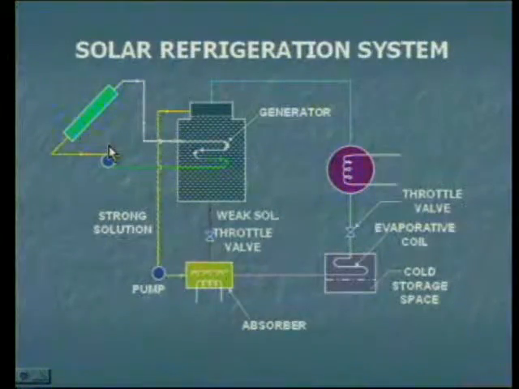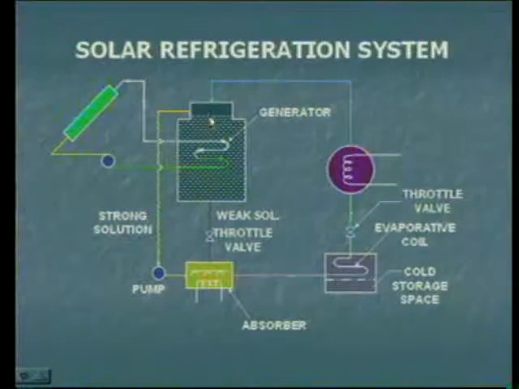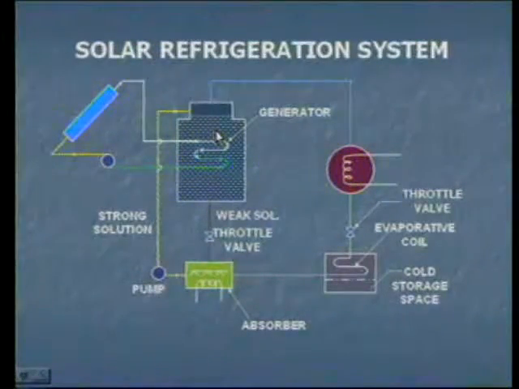The next application is a solar refrigeration system. The total one is a refrigeration system, and this is a heating system. This is a generator. As you know, in an absorption refrigeration system, the major components are the evaporator, absorber, generator and a throttle valve or expansion device. The refrigerant vapor coming from the throttle valve enters the evaporator, where it absorbs heat from the evaporator space. The refrigerant changes to a high pressure, high temperature vapor.